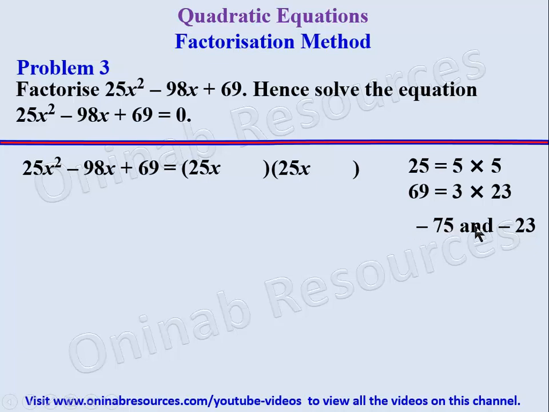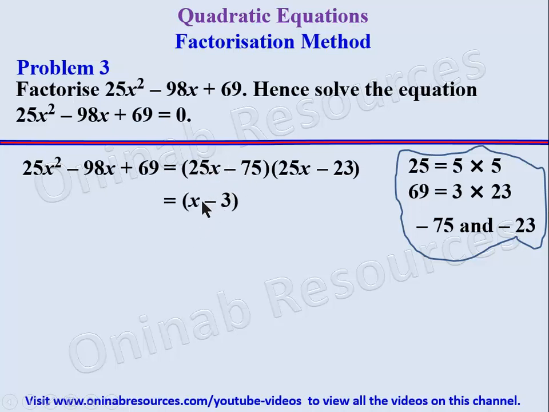Yes, because negative 75 plus negative 23 will give us negative 98. Wow, we got the factors. So we bring in the first factor, minus 75 minus 23. Now remember, 25 divides this. So divide this by 25 will give us x minus 3. So the first factor is x minus 3. And the second factor will still be maintained. So we have factorized the expression 25x squared minus 98x plus 69.